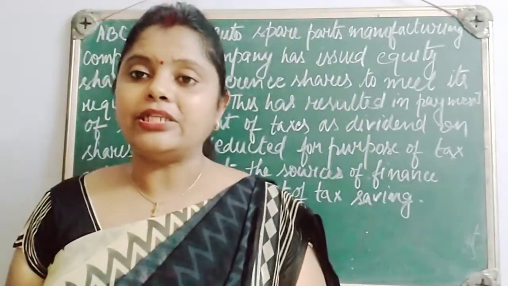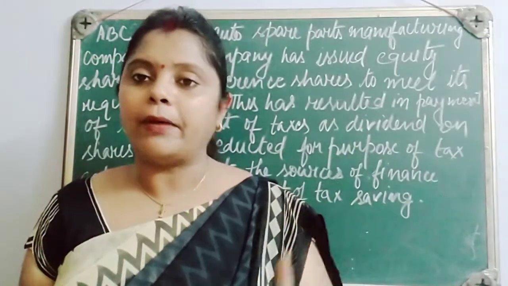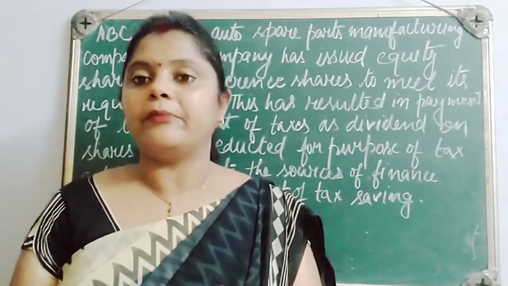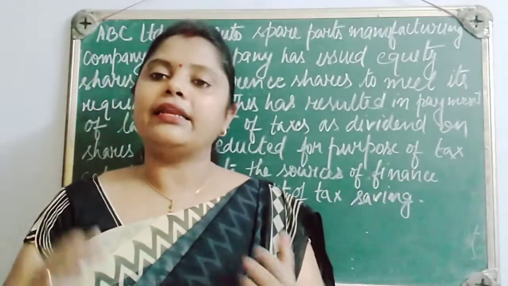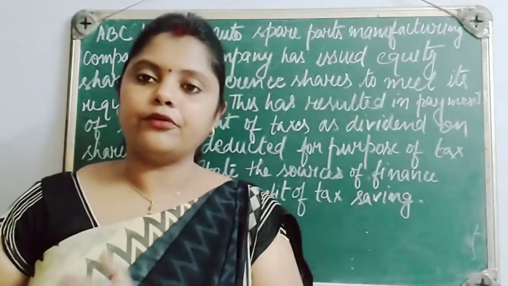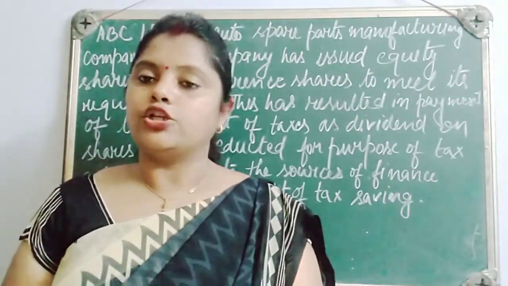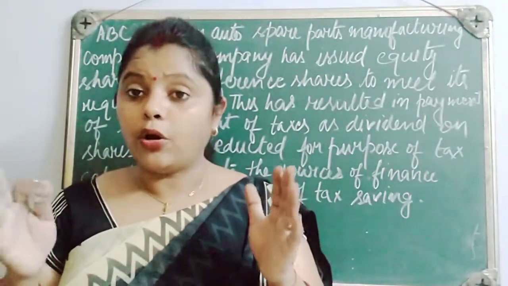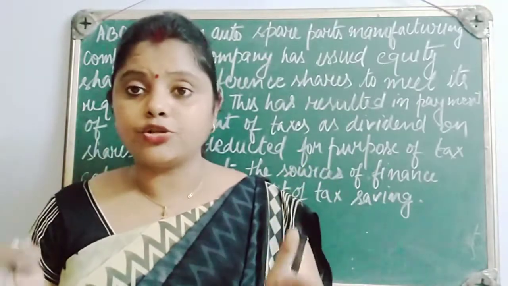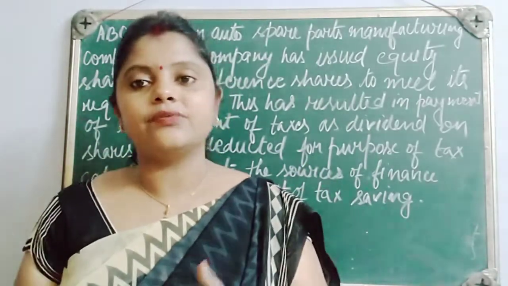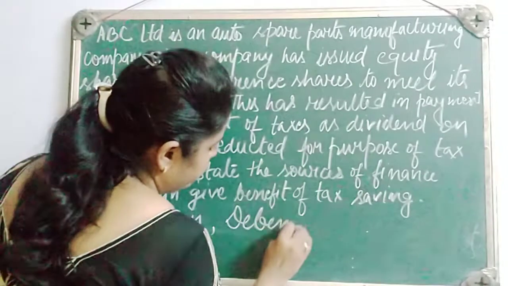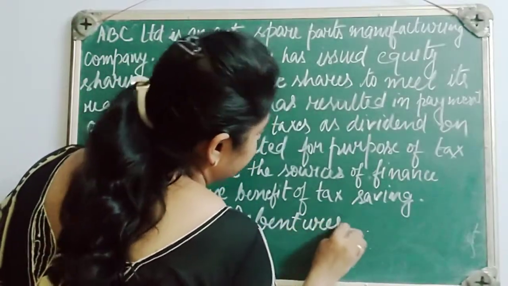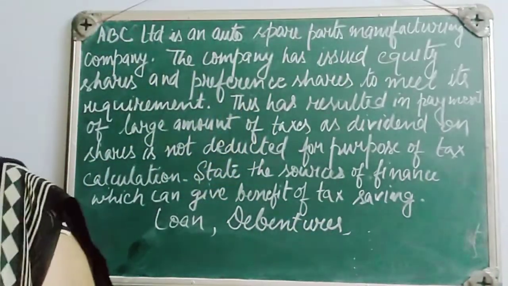Another option is debentures. We can take loan from the public, and this can be via debentures also. We can issue debentures and the public will invest their money, and later on after a specific period we have to return the money to the public. So this is what we are calling debentures, and on debentures the company has to pay interest, and this interest will again reduce the profit. So if we want to save tax, we can go for debentures.